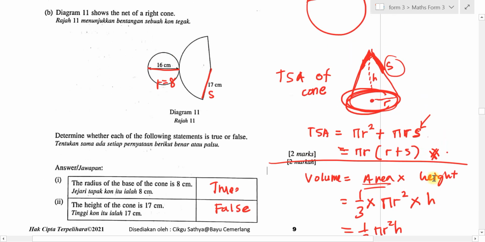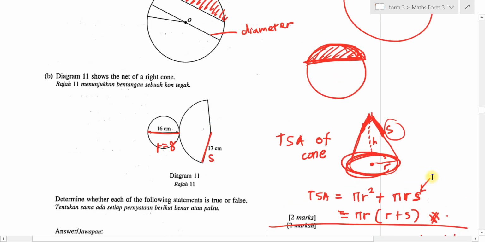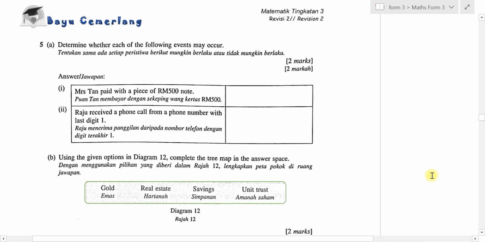Answer. Done. Okay, guys. Good. We move on to the next section. Question 5. Determine whether each of the following events may occur or not. You have to say may occur or not. In Bahasa Melayu it is boleh berlaku atau tidak mungkin berlaku. Okay, so this is probability.